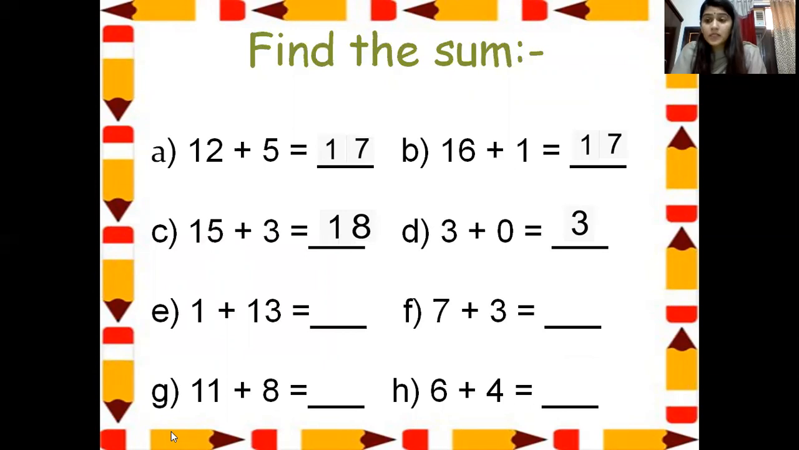Next is 1 plus 13. Which one is bigger? 13 is the bigger number. So we will keep 13 in our mind and 1 in our hand. What comes after 13? 14. So the answer is 14.